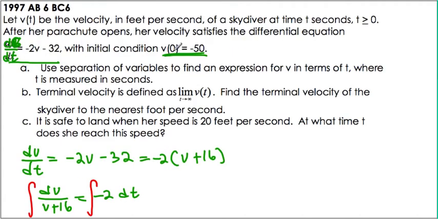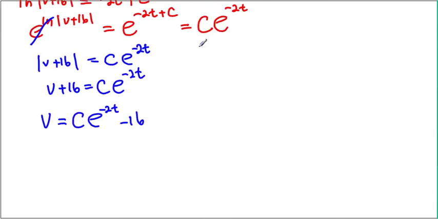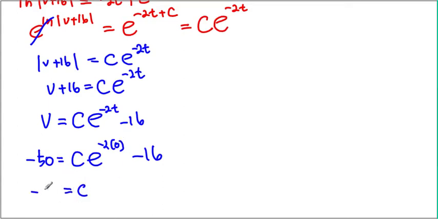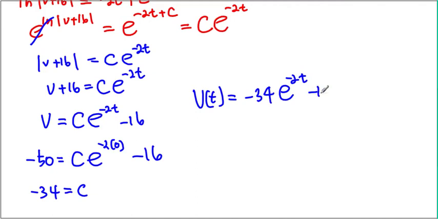And we realized that when t was equal to 0, v was equal to negative 50. That means negative 50 equals c times e to the negative 2 times 0, minus 16. Of course, e to the 0 becomes 1. Therefore, c becomes negative 34. So our final answer becomes v of t is equal to negative 34 e to the negative 2t minus 16. That becomes our final answer.